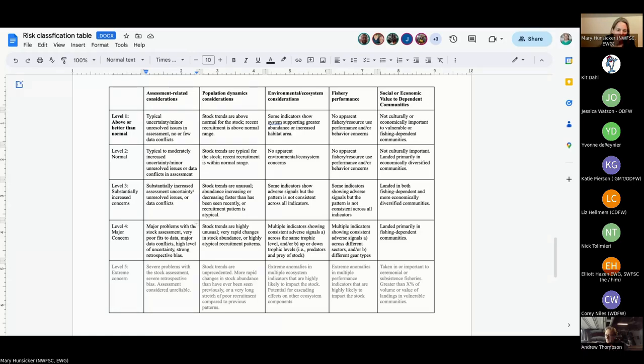Go ahead, Elliot. Oh, sorry, I was going to jump in and say, for the fishery performance, one thing that came out of Steph Zador's presentation was that they were using ESPs for that. But I did want to mention that our CCIEA ecosystem status report is pretty robust on the fishery performance metric, so I think we could include that without too much additional work. But Jamil has his hand up too, he may have thoughts.